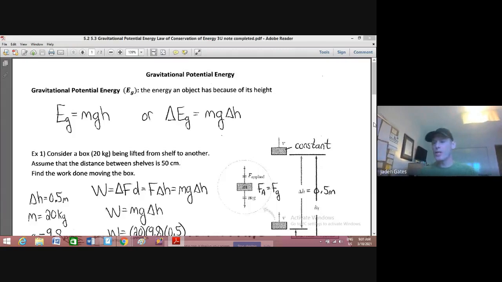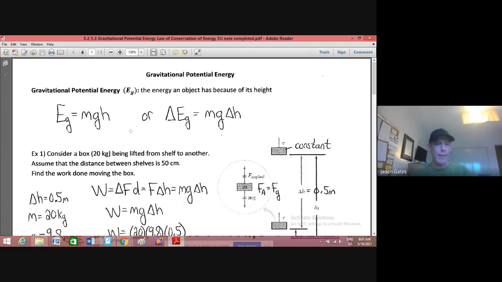So today we're continuing on with energy. Last class, we looked at a certain type of energy called kinetic energy, which was the energy that an object has because of its movement. Today we're going to look at the second most important energy, and that is gravitational potential energy, EG. EG stands for energy, and G stands for gravitational. That is the energy an object has because of its height.